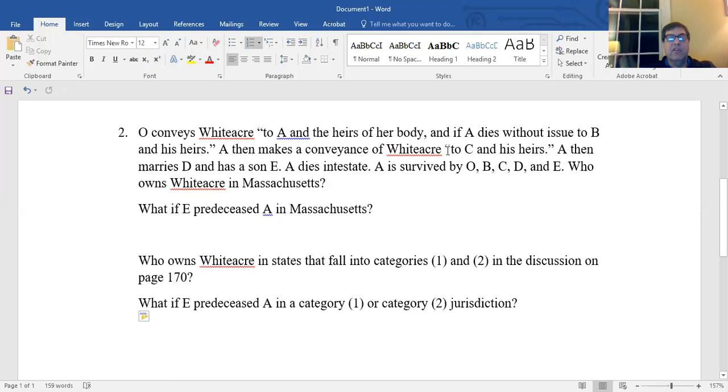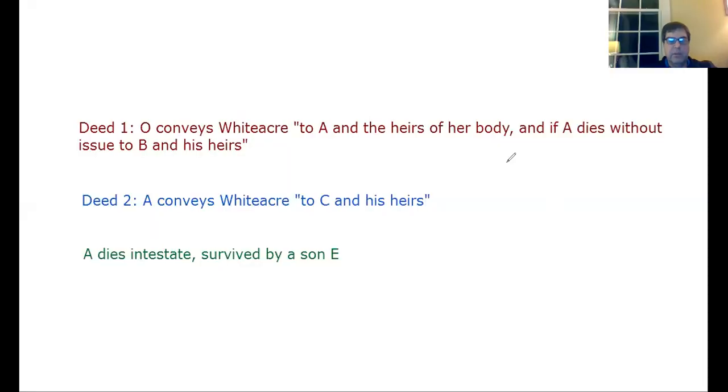A then makes a conveyance of Whiteacre to C and his heirs. A then marries D and has a son E. A dies intestate. A is survived by O, B, C, D, and E. Who owns Whiteacre in Massachusetts? And it doesn't matter if E predeceased A in Massachusetts. And so let me pull up a whiteboard just to give you these transactions and events in a schematic form, or in a simpler form.